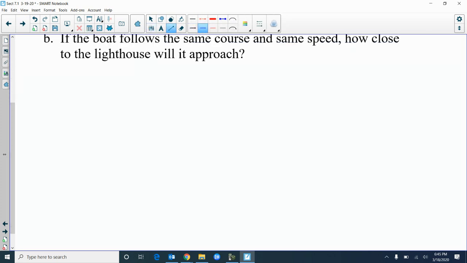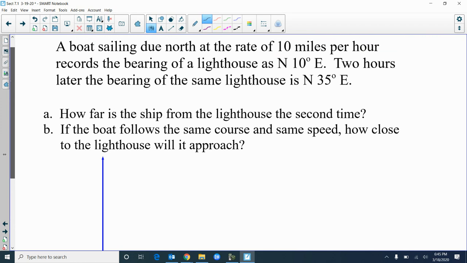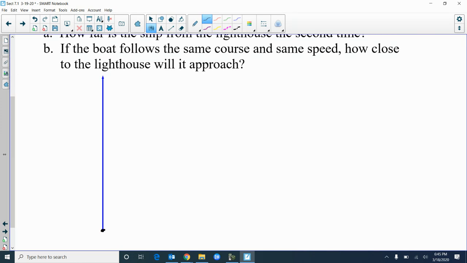All right, your boat is traveling due north, okay, on this. So at the first sighting, here's what you can do. Think of it as starting at the very bottom of that ray. A lighthouse is north 10 degrees east. So you go 10 degrees off of the north line. Okay, so we want to measure 10 degrees off that line. And then along that path, there is a lighthouse. Okay, so that's what we have to do.